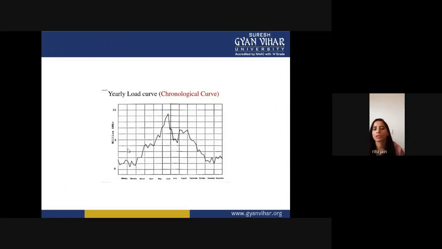This is the month of January, February, March, April, May, June, up to 12 months. Your load is given here with the help of the chronological curve. This is the load in million kilowatt hours. So this is your chronological load curve.